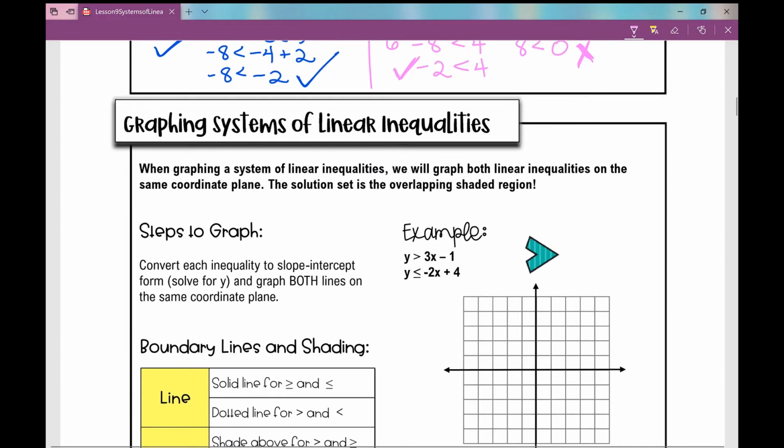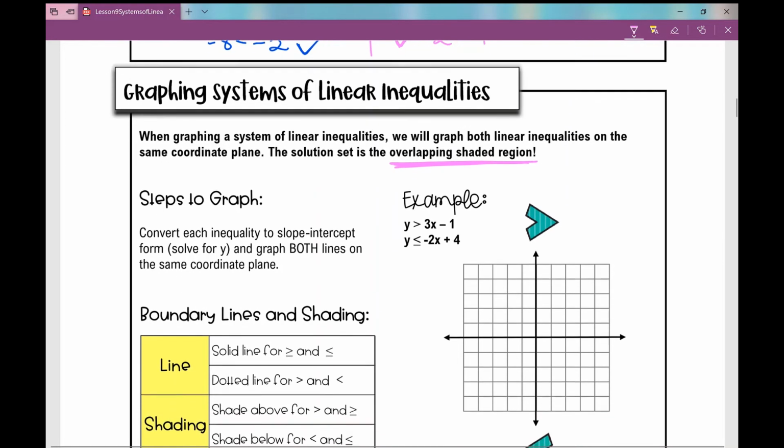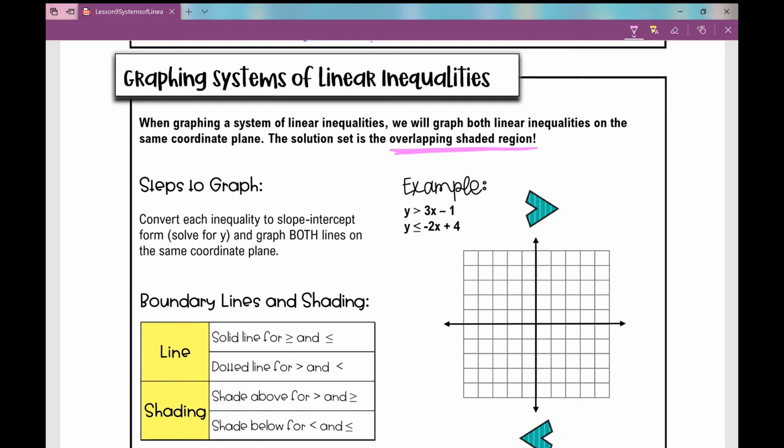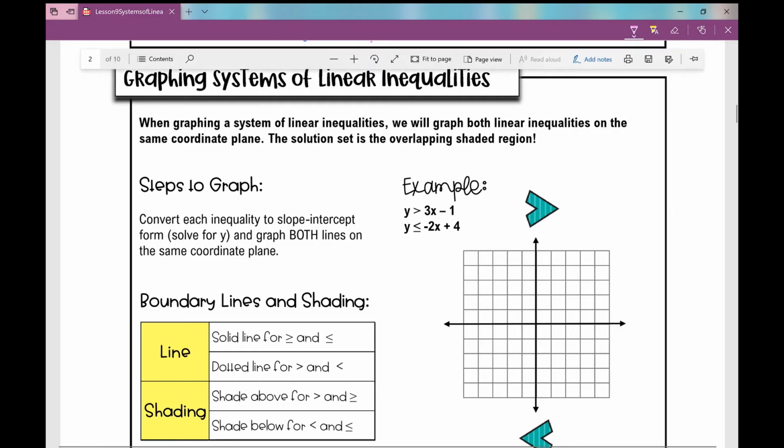Now, when we graph systems of linear inequalities, all we're going to be doing is graphing both linear inequalities on the same coordinate plane, like one on top of the other. And the solution set is the overlapping shaded region, the double shaded region. So what I would encourage you to do, and what a lot of students like to do, is maybe get out 2 different highlighters, 2 different colored pencils, 2 different colored pens, something like that, and you can graph one linear inequality in one color and the other linear inequality in another color.